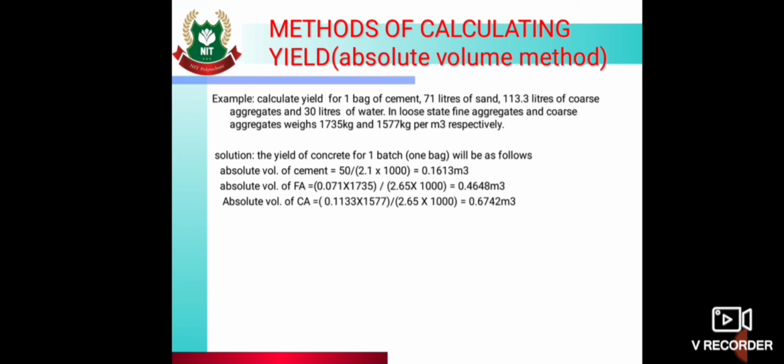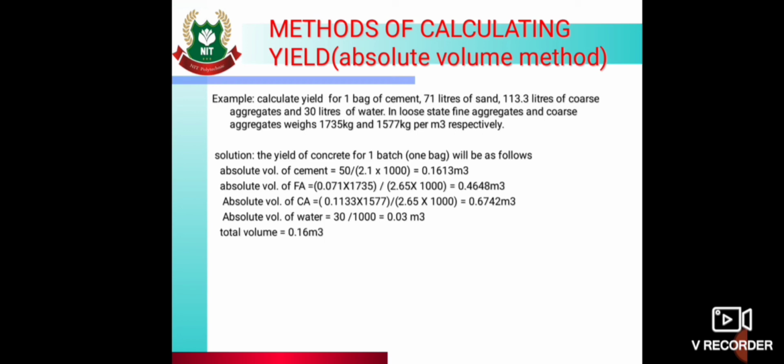Then absolute volume of coarse aggregates. So volume of coarse aggregates into weight of coarse aggregates upon 2.65 into 1000, that is 0.6742 meter cube. Then absolute volume of water, 30 upon 1000. So we have given 30 liters of water here. So 30 upon 1000 is equal to 0.03 meter cube. So that is volume of water upon weight of water per meter cube.